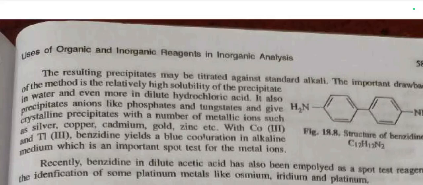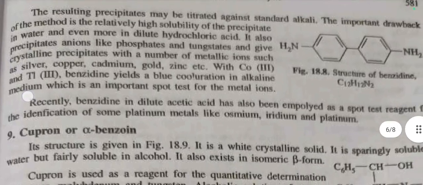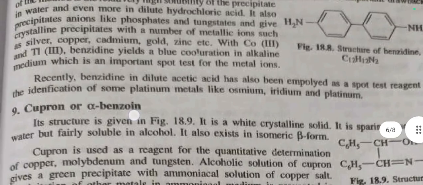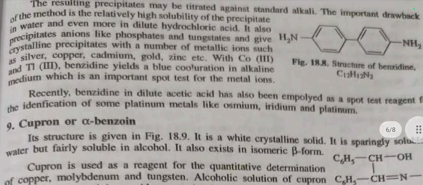Benzidine yields a blue coloration in alkaline medium, which is an important spot test for the metal ions. Recently, benzidine in dilute acetic acid has also been employed as a spot test reagent for the identification of some platinum metals like osmium, iridium and platinum.